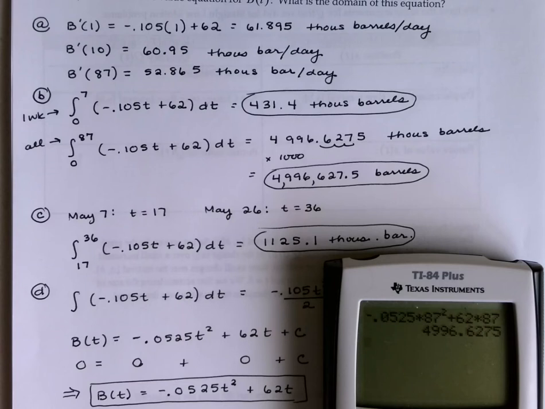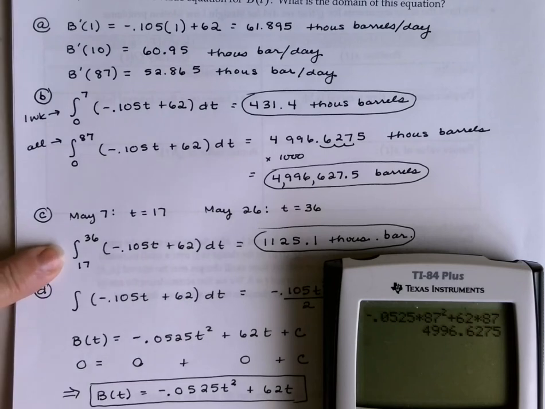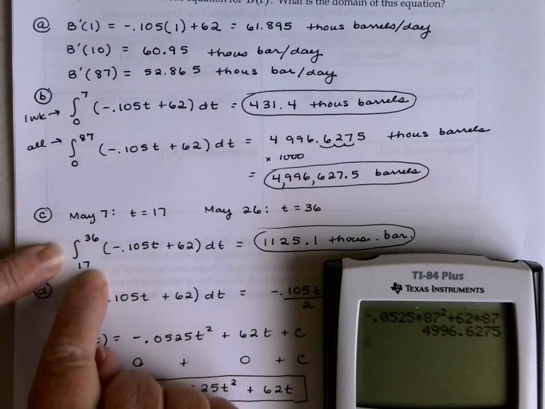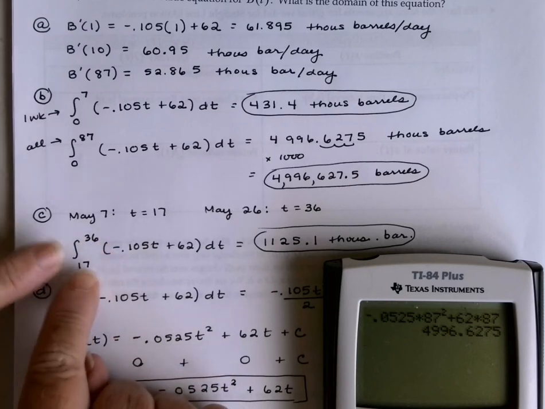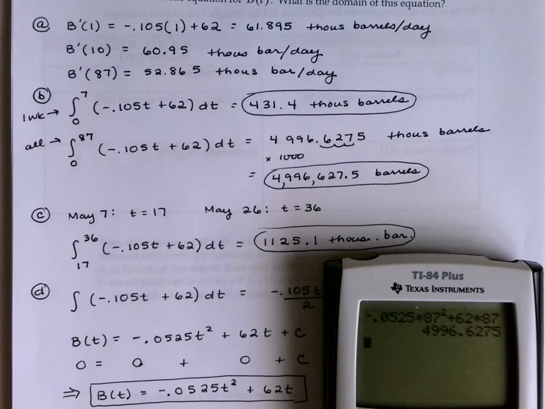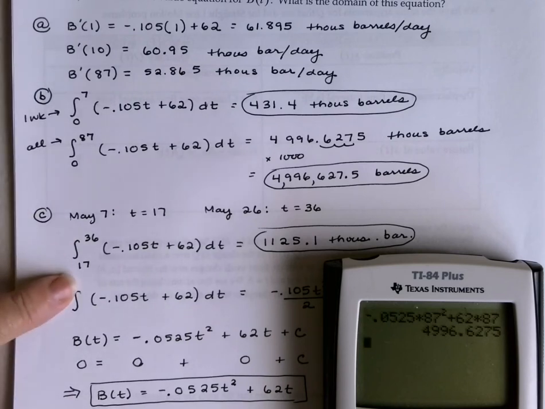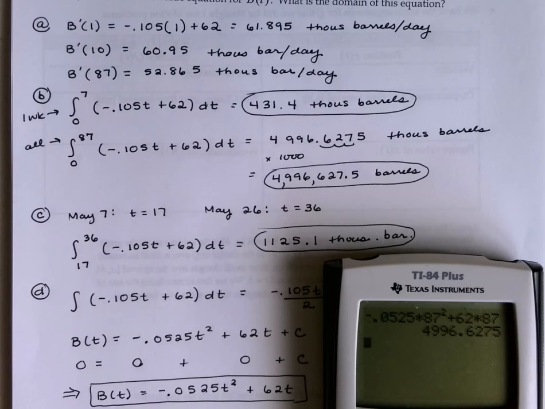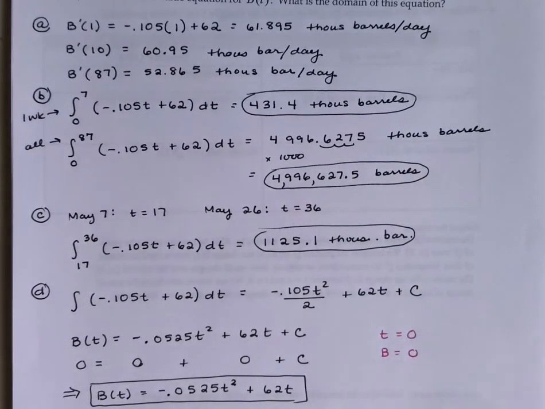What I couldn't have done in such a straightforward way is to answer this question. This future value equation is always going to measure the amount from the beginning. If I want the amount between two times, the most straightforward way to do it really is with the integral. Now, grant you, I could plug in the 36, plug in the 17, and subtract if I wanted to, but it's probably more efficient to simply do the integral. Okay? So I'm just trying to help you see how all these pieces fit together.